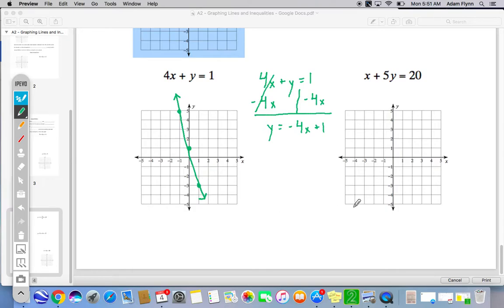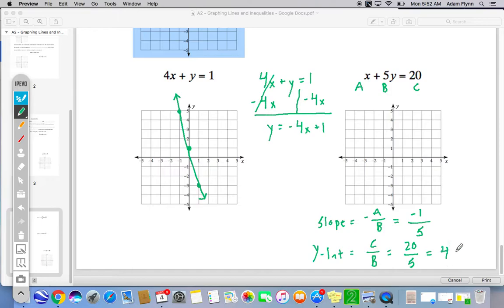Okay, now for the last one, I'll use the Jake's method for this. So I need to find my slope, which is negative a over b. So I know my a is 1, my b is 5, and my c is 20. So my slope will be negative a, which is negative 1, over b, which is 5. And my y-intercept, which is c over b, will be 20 divided by 5, which I know is 4.